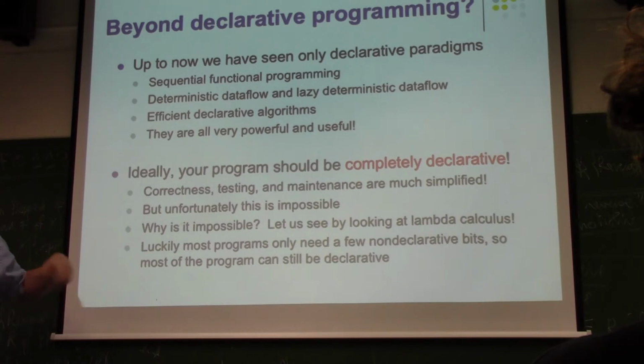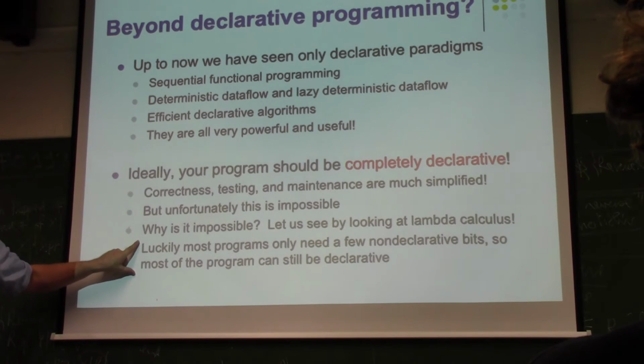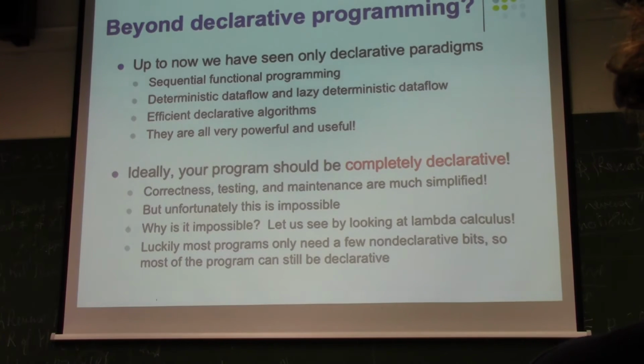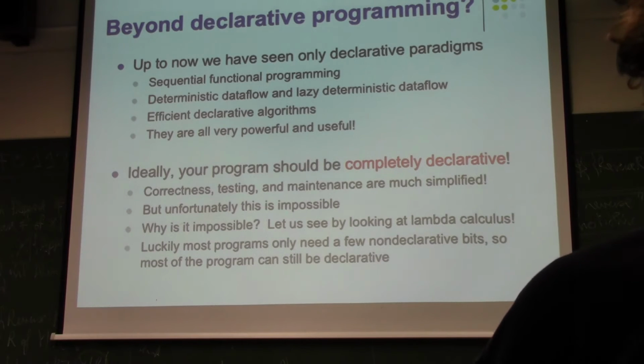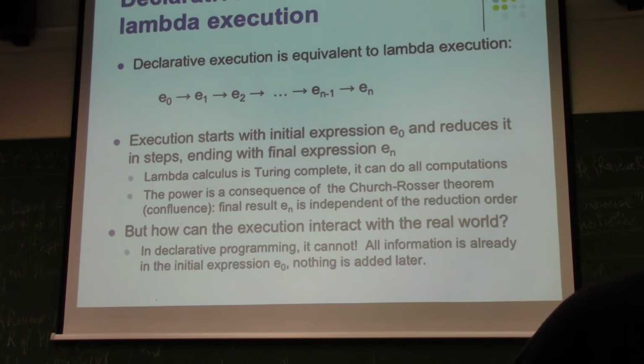So we need to add stuff that's non-declarative to make it really work in the real world. But luckily, we don't really need so much. We need just a little bit of non-declarative, so most of your program can still be declarative. So you still want to try to make most of it declarative. So why can't you do everything? Okay, it's actually very simple.